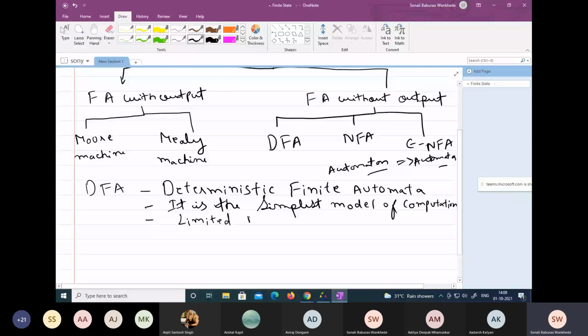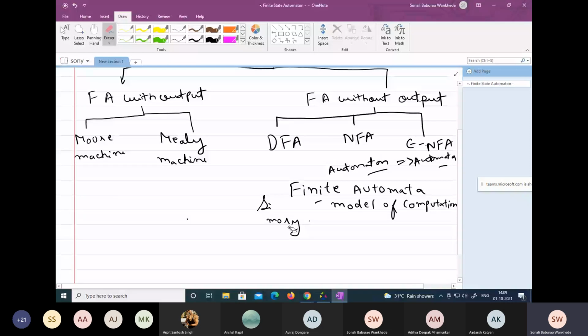Now let us take one example over here. I will draw one state diagram, and in that we will show how that is represented in the form of M. What is my M? M is your finite automaton, and M is made up of 5 tuples. So let me quickly give you one example.